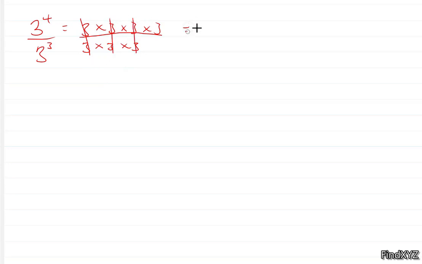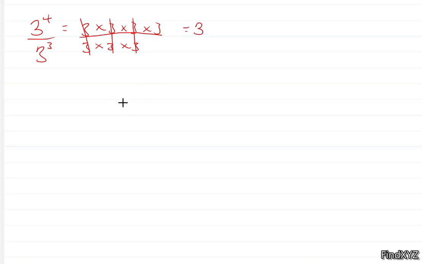What about if I have 3 to the power 4 divided by 3 to the power 3? I can clearly expand 3 to the power 4 as 3 times 3 times 3 times 3. That is 4 times. And 3 to the power 3 means 3 is multiplying itself how many times? 3 times. So I'll write 3 times 3 times 3. Alright, can we simplify? Yes, we can simplify. So 3 divides 3, 1. 3 divides 3, 1. 3 divides 3, 1. So we have 1 times 3. That will give us 3.